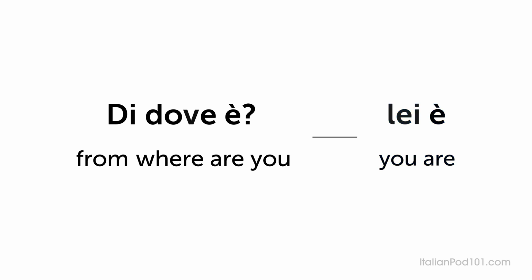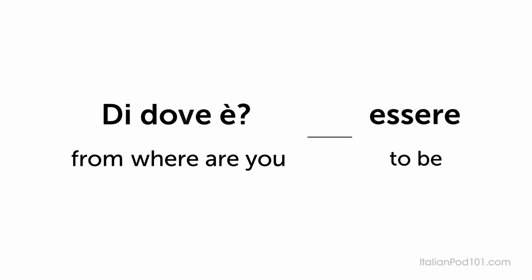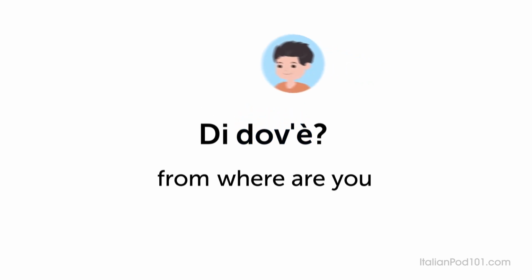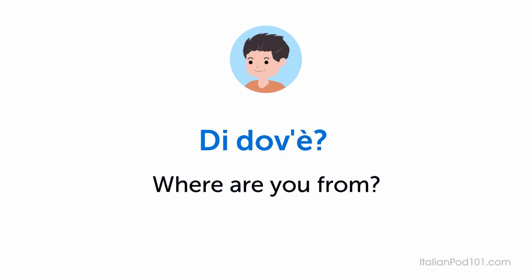Note, È is a shortened form of Lei è, you are. In Italian, Lei, you, when using formal Italian, can be omitted when it is understood from context. È is from the verb Essere, meaning to be. Dove is contracted with è, to form dov'è. Altogether, di dov'è, where are you from? Remember this question. You'll hear it again later in this lesson.